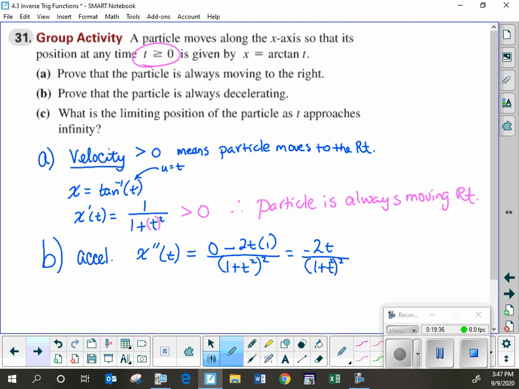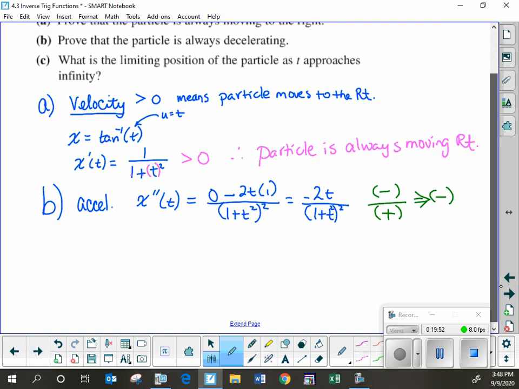What can be said about this? Well, I noticed that the top is always negative and the bottom is always positive, yielding us a negative result. So, combining, I have velocity that's greater than 0, and I have acceleration, which is less than 0. So our particle can be shown or proven to show that it is slowing down. It's decelerating.